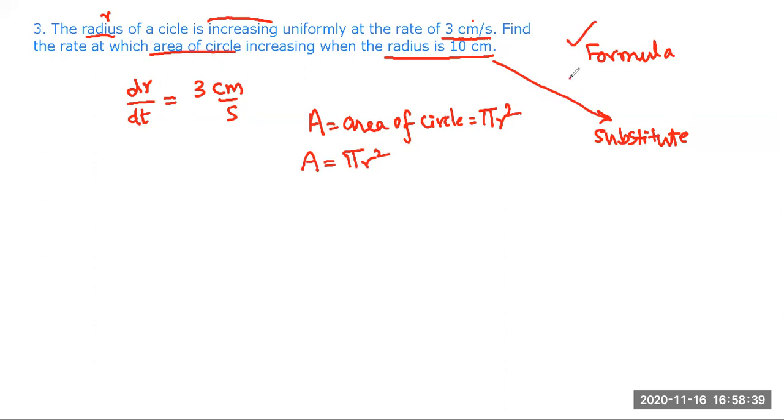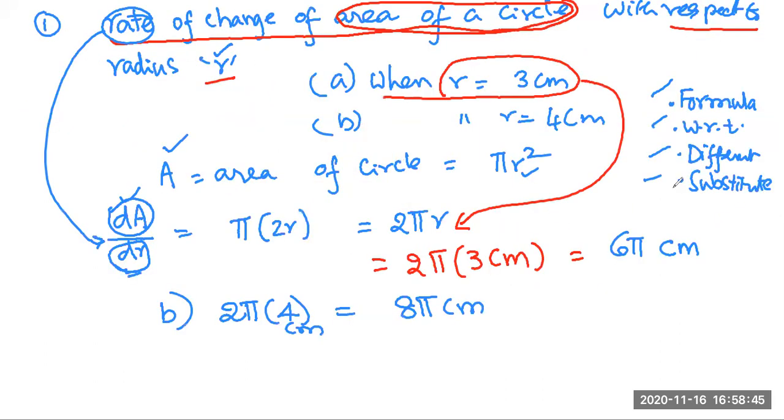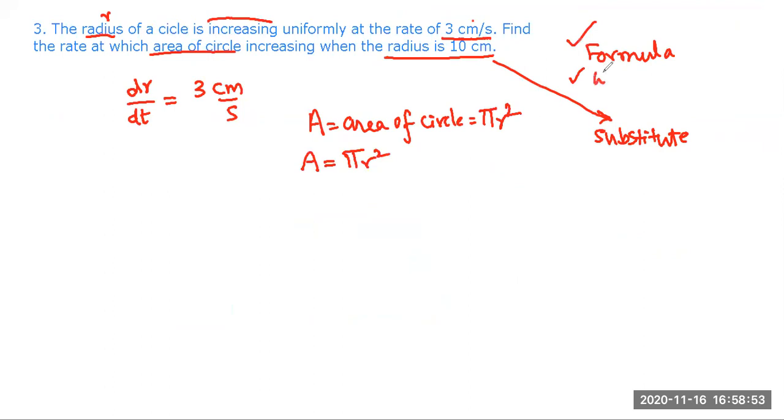What is the second one? We have to remember the 4 steps I mentioned. I go back to the formula and find with respect to what, and then differentiation. In this case, what is he asking? He's asking the rate at which the area is changing. So with respect to time, I need to find dA by dt.